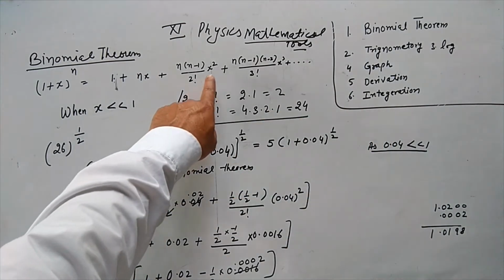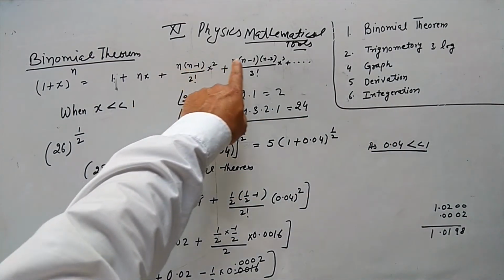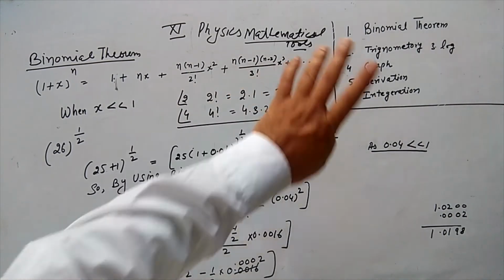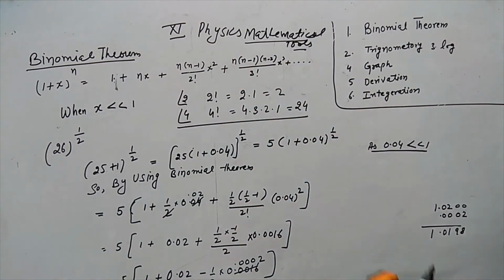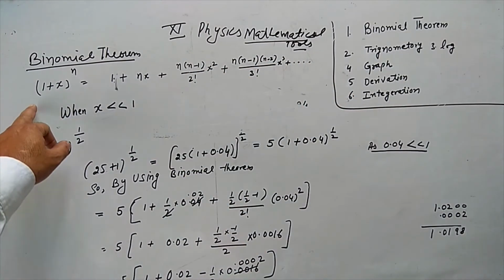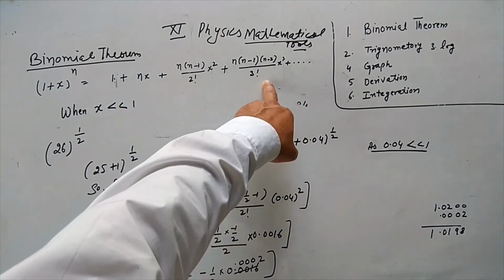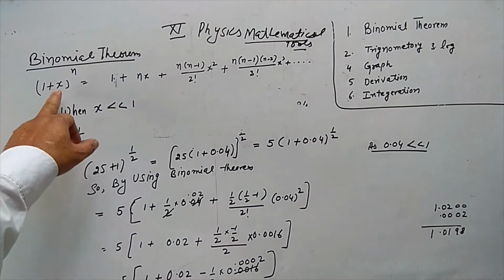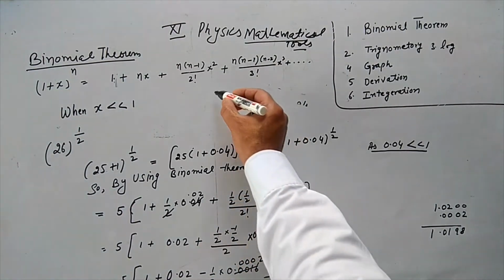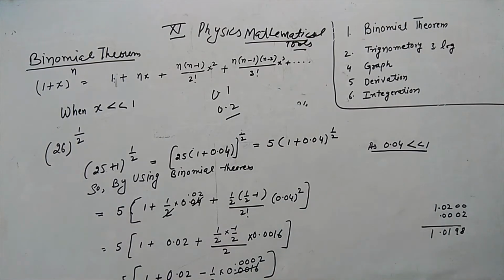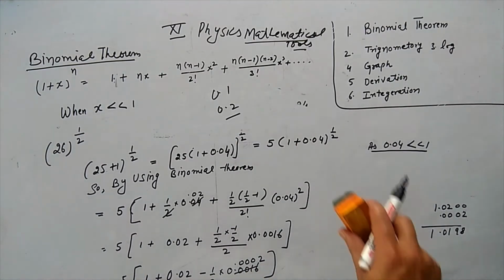So 2 factorial plus n into n minus 1, one term more, n minus 2 divided by 3 factorial and x to the power 3. Note it down that this binomial theorem can be used only when x is less than 1. Means this x is 1 by 2, 0.1, 0.2, less than 1. If this value is less than 1, okay, only then this can be used.